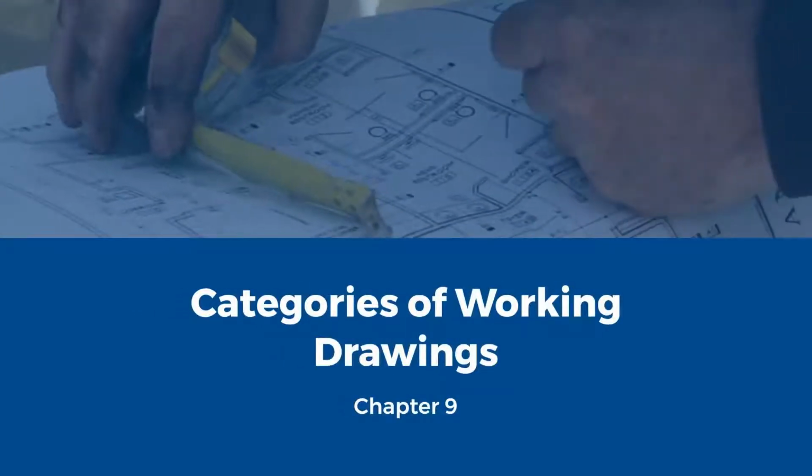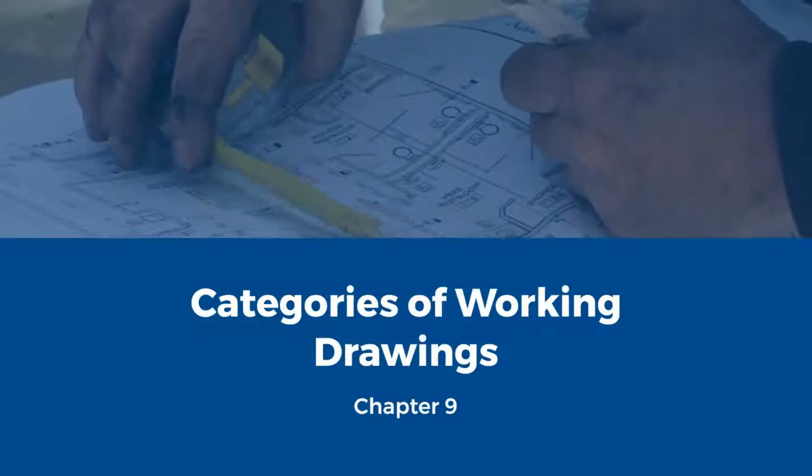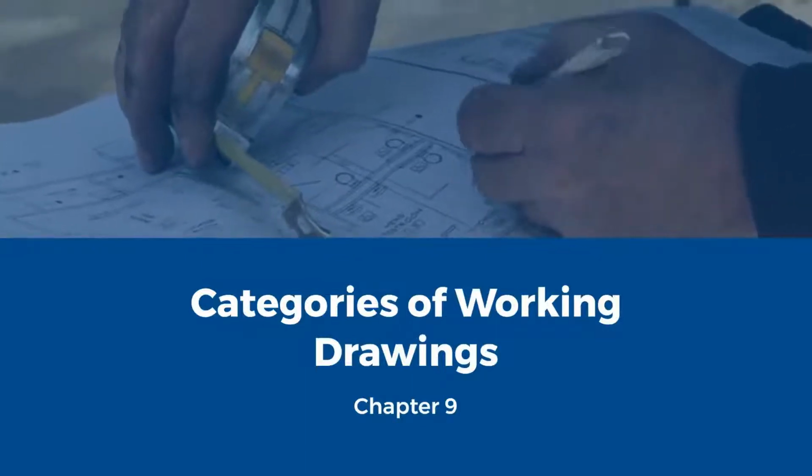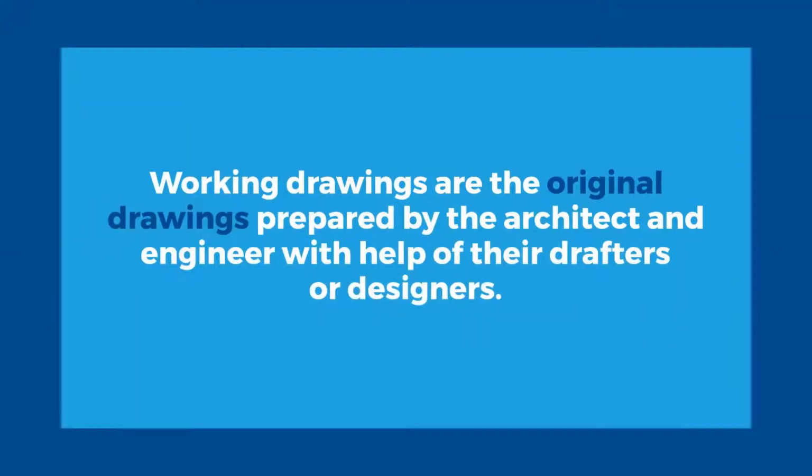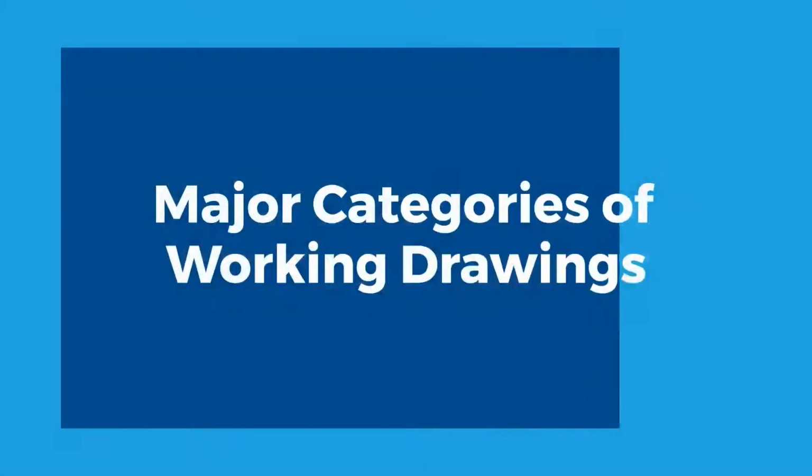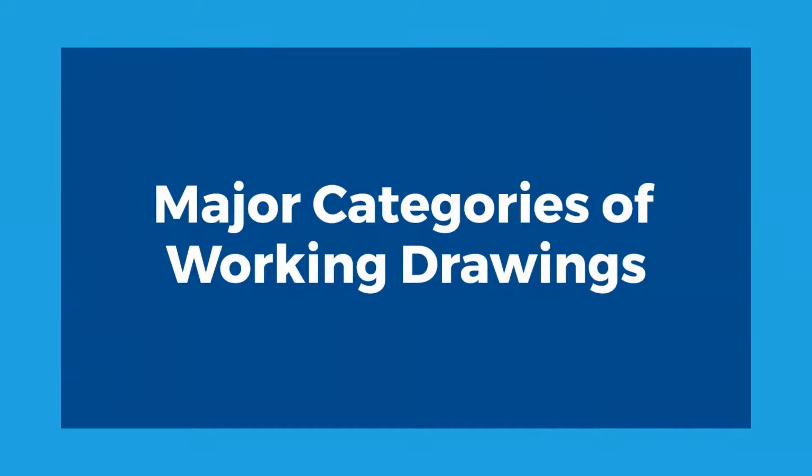Categories of working drawings. Chapter 9. Working drawings are the original drawings prepared by the architect and engineer with help of their drafters or designers. Major categories of working drawings.